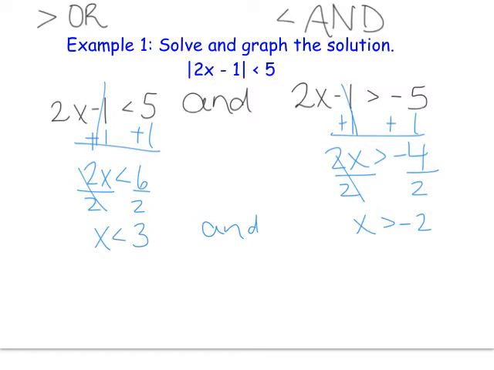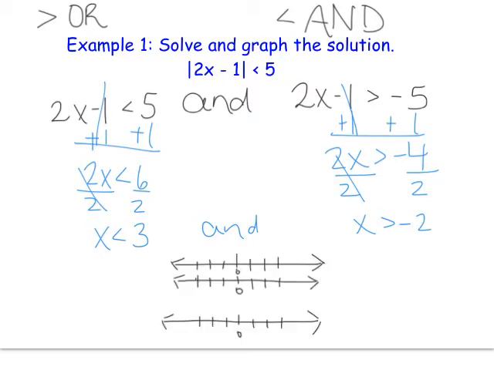The directions said to solve and graph the solution. So let's come up with the number lines for this. Looking at our number lines, our first inequality says x is less than 3.